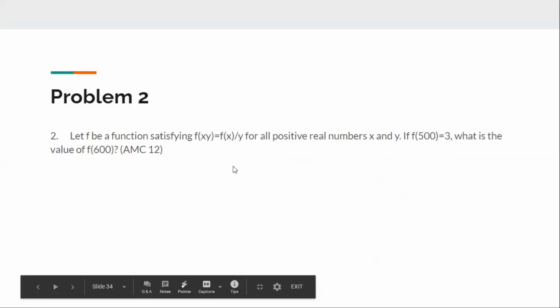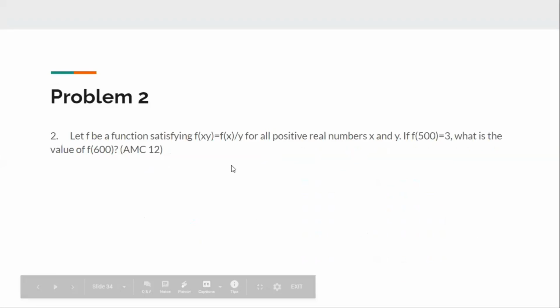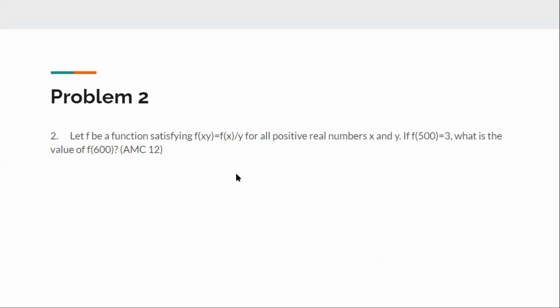Okay. Let f be a function satisfying f of xy is equal to f of x divided by y for all positive real numbers x and y. If f of 500 is equal to 3, what is the value of f of 600? This is an AMC 12 problem. It's actually pretty easy for an AMC 12 problem.